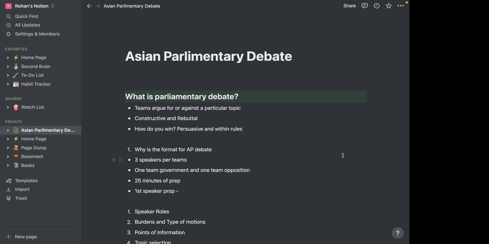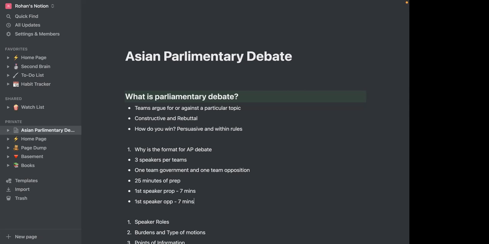So coming back from that random lecture, the first speaker of proposition goes ahead and speaks for 7 minutes. Their job is to speak for 7 minutes as to why you should particularly support this topic and why it's a good idea. Then after that comes the first speaker of opposition. The first speaker of opposition speaks for 7 minutes again and tells you why implementing this motion is a bad idea. This is constructive, where you tell why you should not support this particular motion and why it's bad for people.